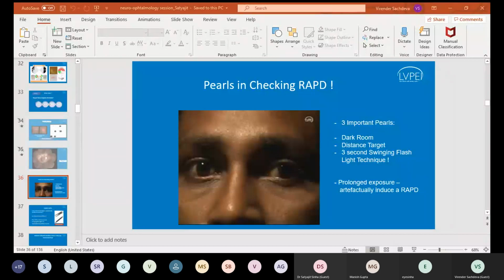Okay, so there is a question here: why do nutritional and toxic causes cause temporal disc pallor? This is a very important question. In the majority of patients where you see temporal disc pallor, nutritional, toxic, and hereditary, the lesion is actually happening because there is damage to the papillomacular bundle.